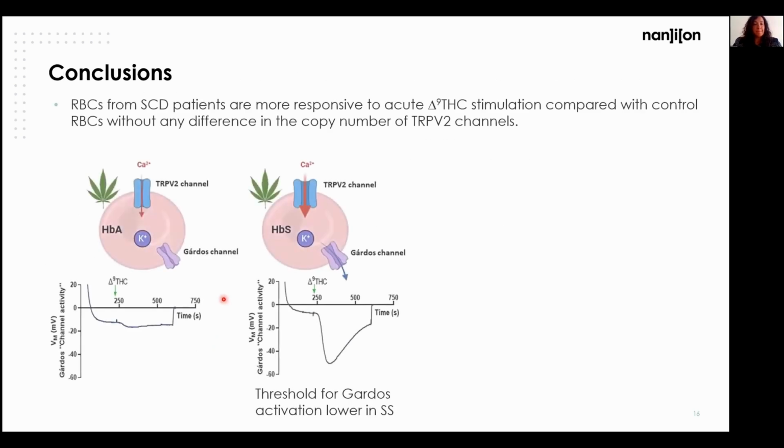So in conclusion, red blood cells from sickle cell disease patients are more responsive to acute THC stimulation compared with control red blood cells, without any difference in the copy number of TRPV2 channels. I forgot to say this: we performed Western blot without seeing any difference in the expression of the channel. So we can explain the results by saying that in sickle cell, having a higher calcium level, the threshold for Gardos activation is lower. That's why TRPV2 channel activation leads to a faster and higher Gardos response.